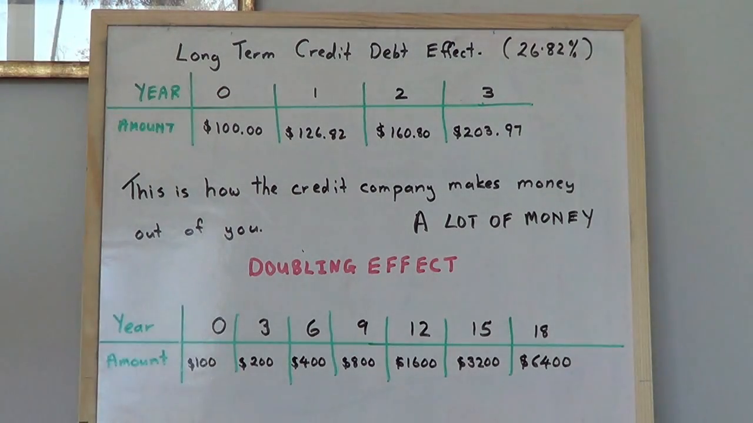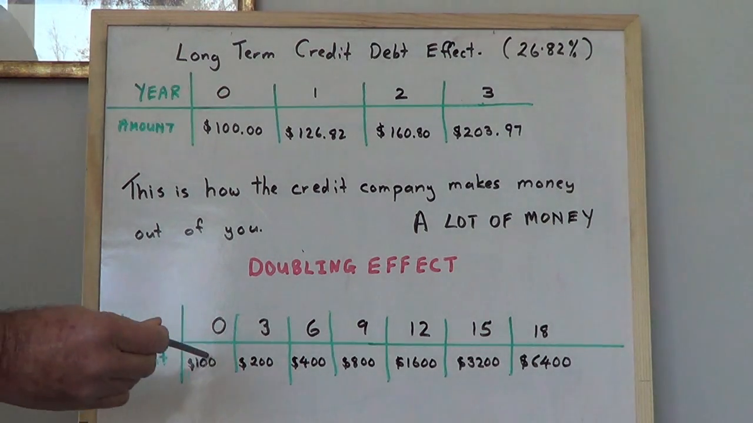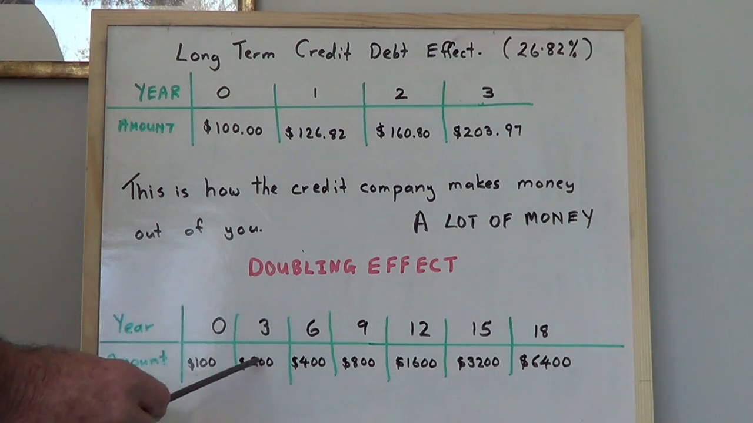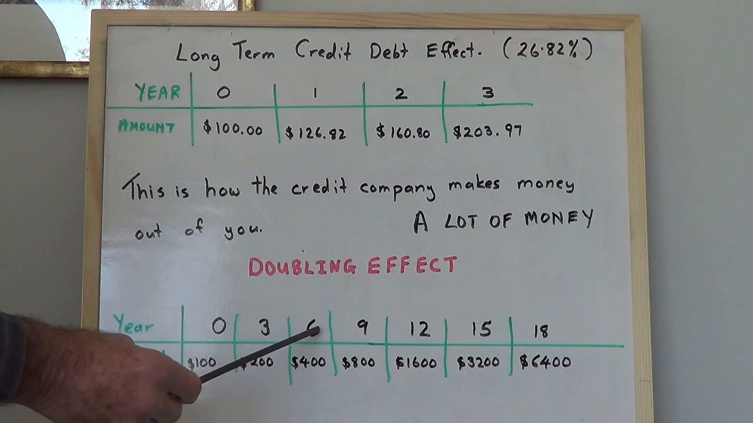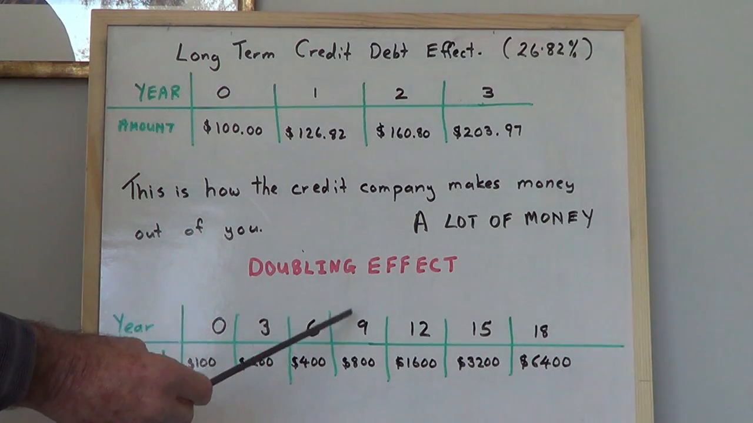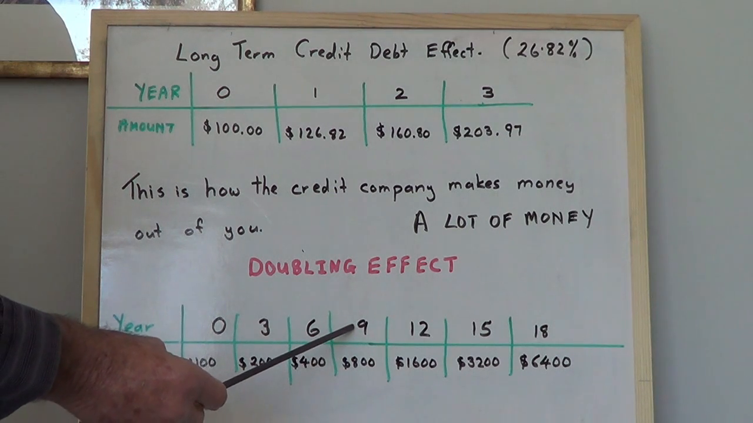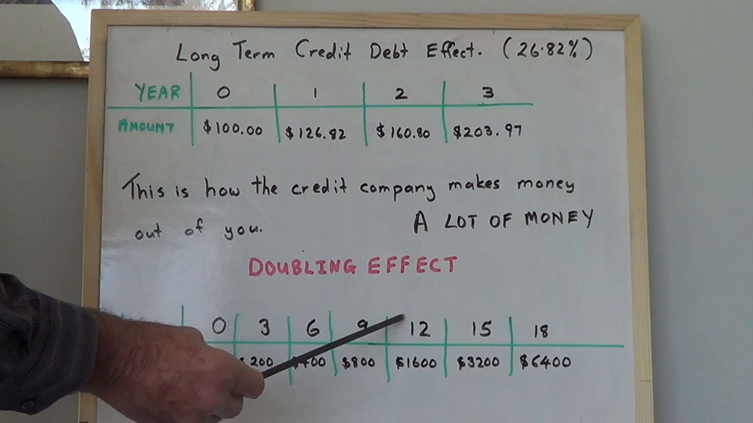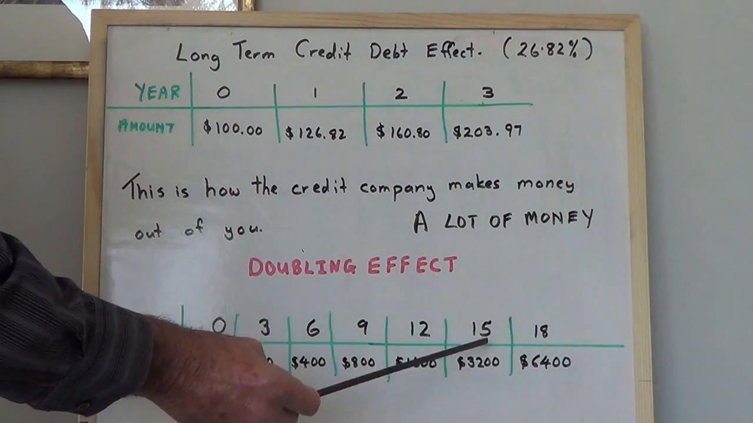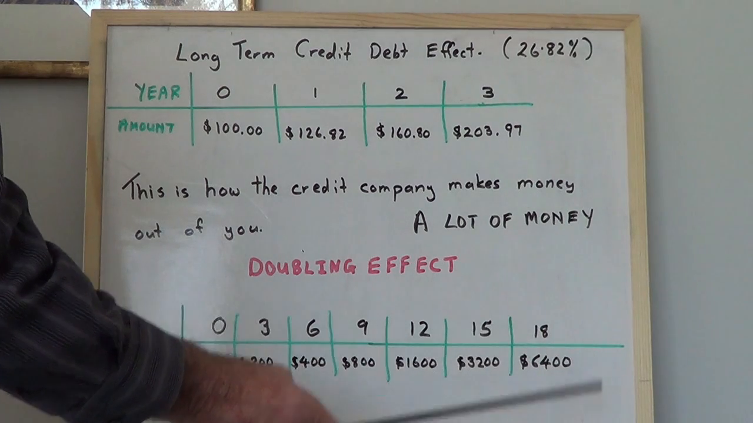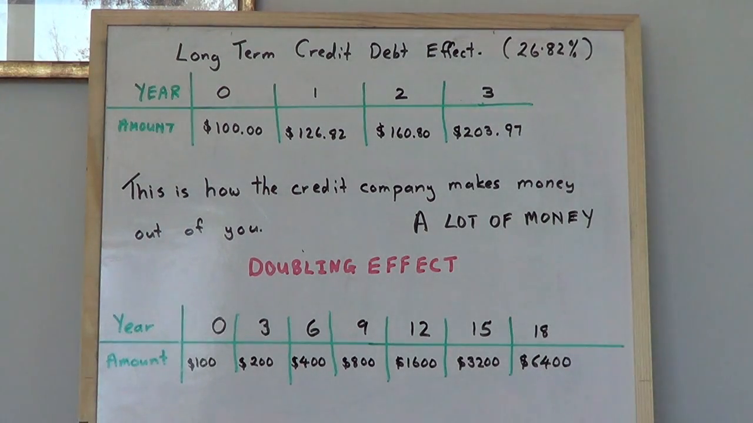Now we'll have a look at the doubling effect. We start with $100, and after 3 years it doubles to $200. After another 3 years, so you're at year 6, it's $400. At year 9, it's $800. At year 12, it's $1,600. At year 15, it's $3,200. At year 18, it's $6,400. So you can see how the credit card companies make their money. They're only limited by how much debt there is.